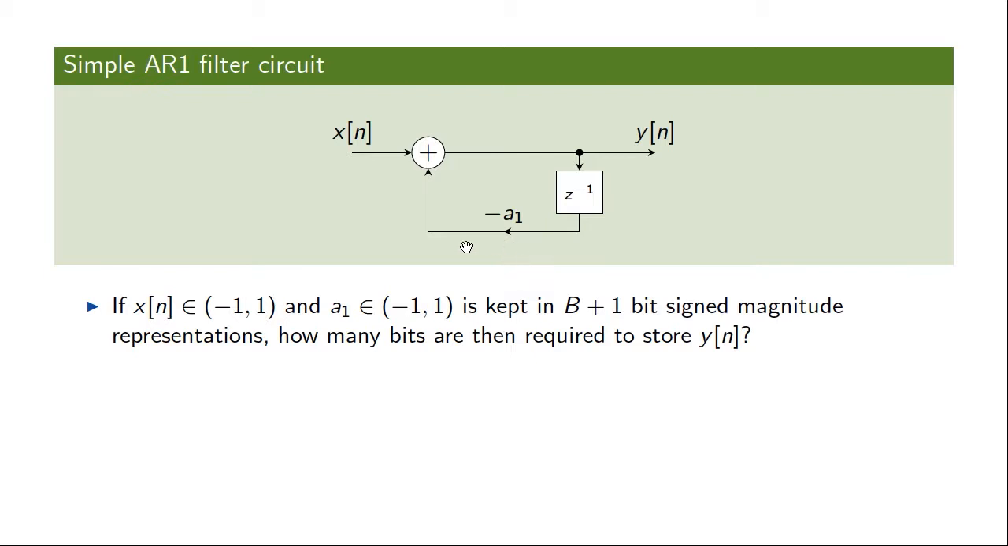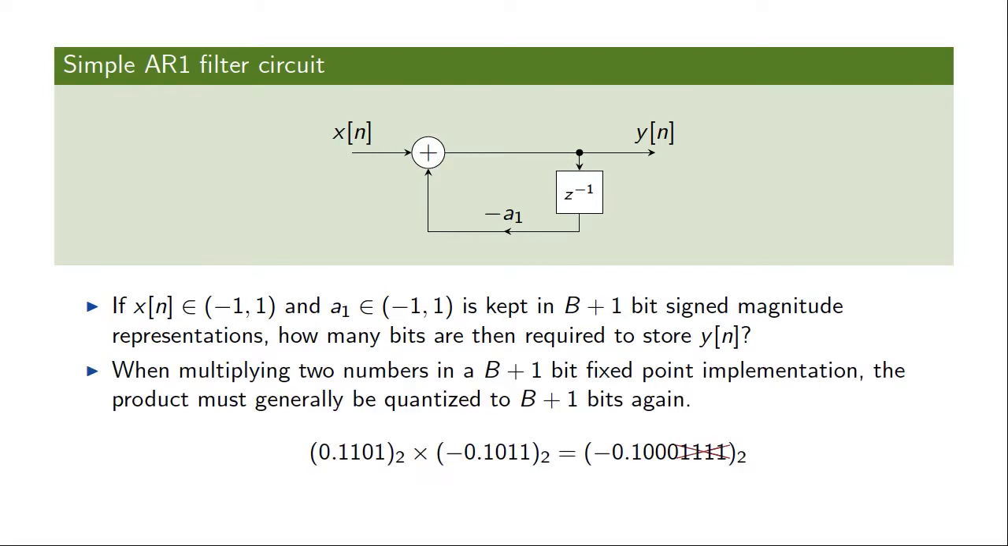So now we would need 3b plus 1 bits in order to store the results, and this would never end. So in the limit we would need an infinite number of bits in order to store the output y of n in such a circuit if we wanted to do exact computations. And this is of course infeasible for a practical system.